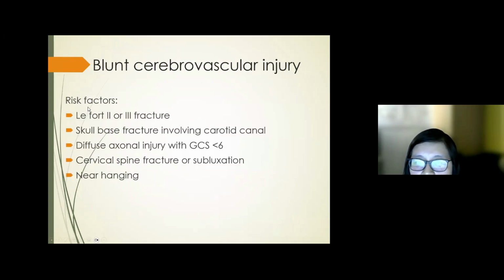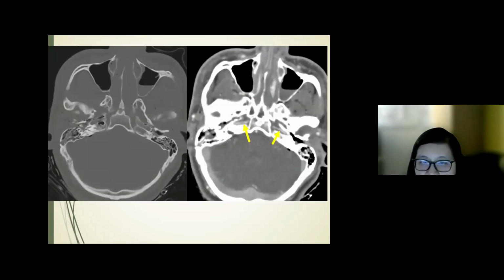The risk factors of this kind of injury are in patients with a Le Fort 2 or 3 fracture, skull base fracture involving the carotid canal, diffuse axonal injury with GCS less than 6, cervical spine fracture or any subluxation, and also in near-hanging cases as well.